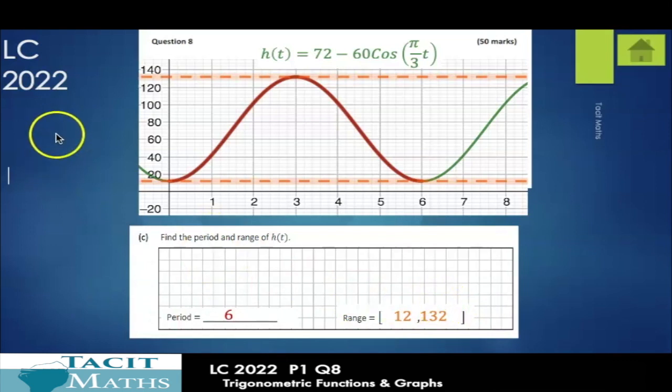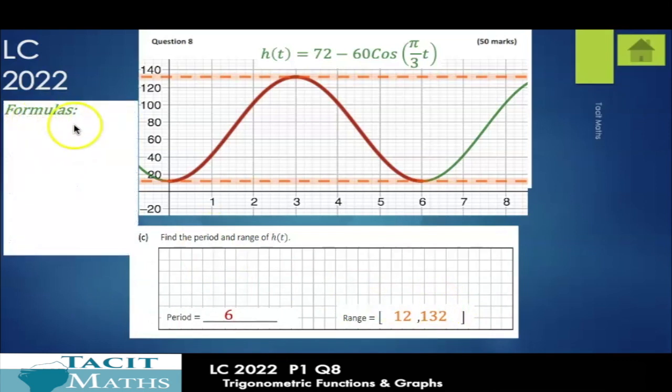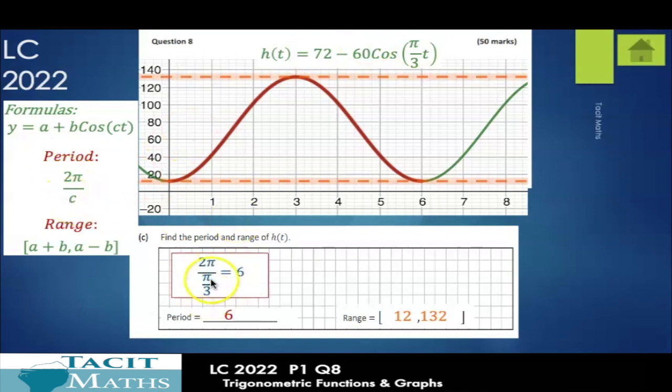But some people tried to use the formula, and you do need to know these formulas. Sometimes you'll have to use this formula, and it's that if you want the period, it's 2 pi over c. Now c is the number before the t in this case, which is pi over 3. Right, so don't be turned off by the fact that there's a pi in there, because a lot of people get turned off by that. But look what happens when you do 2 pi divided by pi over 3. The pi's cancel and you're just left with 6.